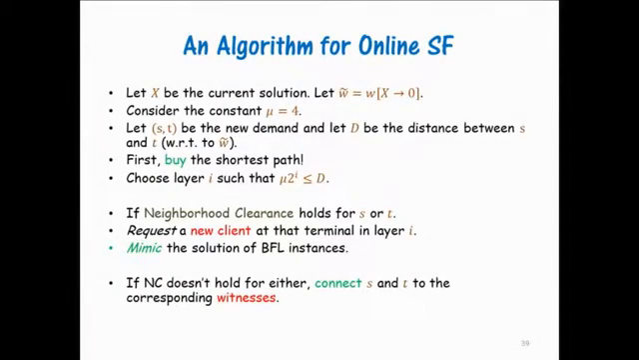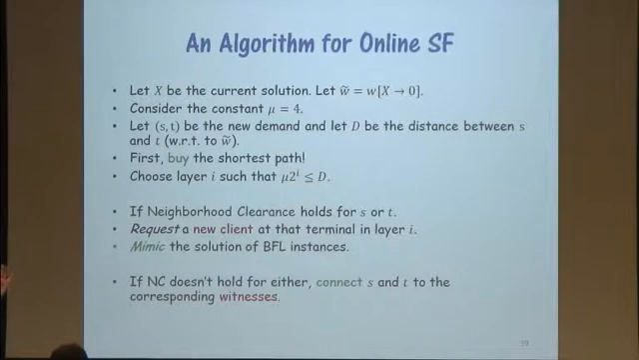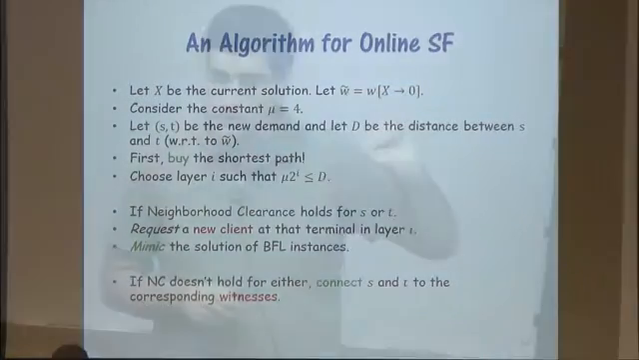Now, what is my exact algorithm? My algorithm has completely the same spirit. You give me a new demand S and T, find the shortest path with length d. Now, try to give either S or T to the layer i such that the radius is roughly d over 4. Right now, mu is a very small constant, just d over 4. So essentially, if either S or T has neighborhood clearance in that layer i, I will give it as a new client to that layer, and then just mimic the solution of that layer.